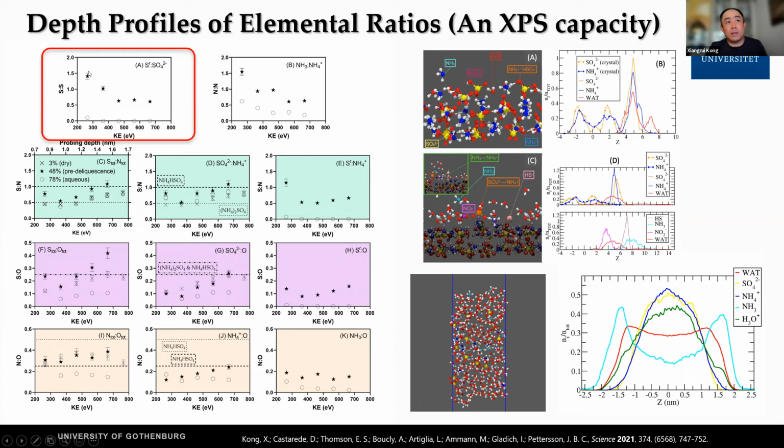Here, the higher the kinetic energy, the deeper the signal that can come out. So this simply shows that this reduced sulfur, this weird sulfur, is really surface enhanced. It's mainly on the top of the surface. If you probe deeper, this species becomes less. So this shows that this reaction is likely happening on the topmost surface.